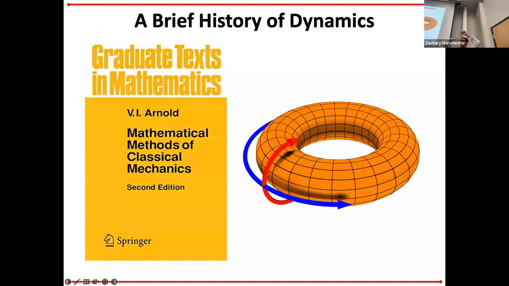So a double pendulum has two angles, a theta one and a theta two. Topologically, that's a torus, right? You've got theta one, say, in blue and theta two in red. So if you think geometrically, that's actually the space that the dynamics of a double pendulum evolves on. So this is the perspective.